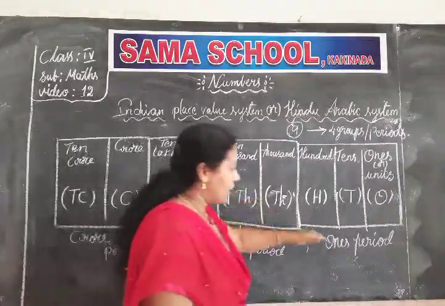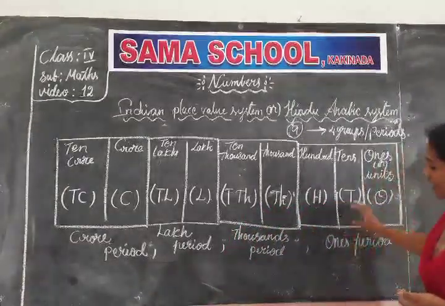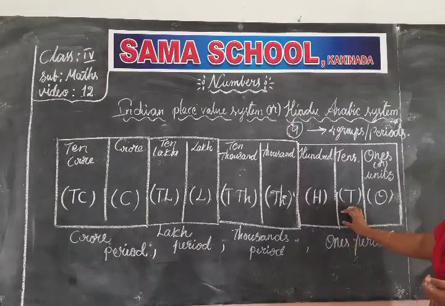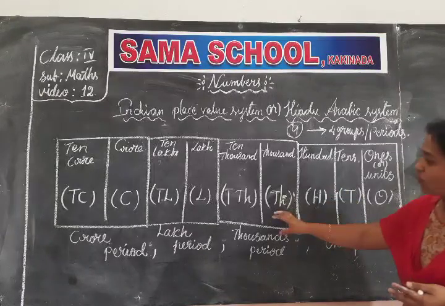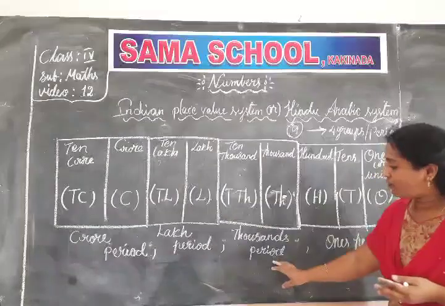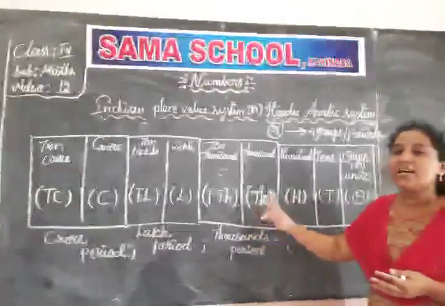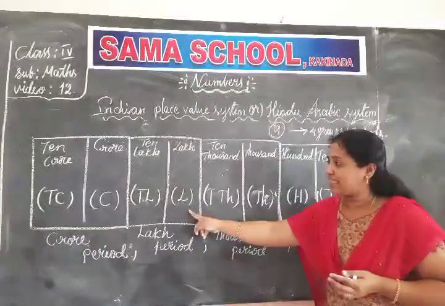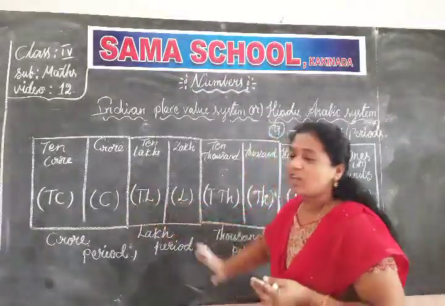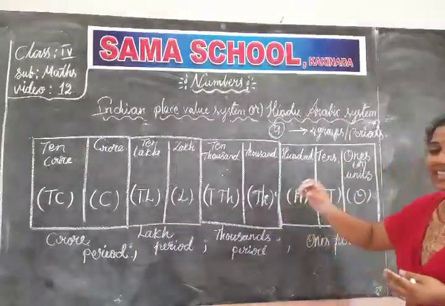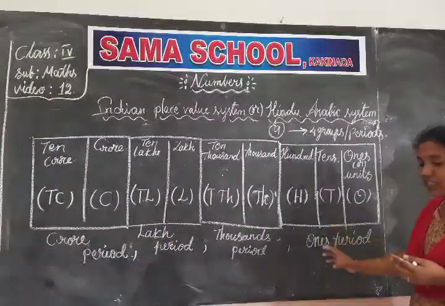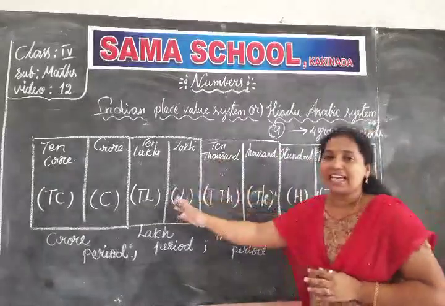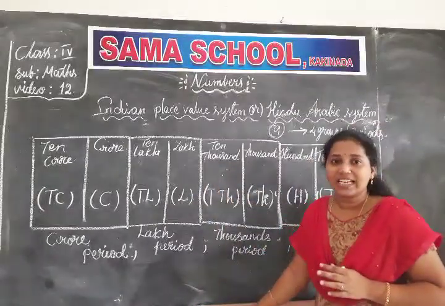In the ones period, how many places are here? Ones, tens, hundreds. The ones period has 3 places. Thousands, ten thousands. The thousands period has 2 places. The lakhs period also has 2 places. The crores period also has 2 places. One thing you have to observe here, in the ones period there are only 3 places, and all the remaining periods have 2 places. Now you understand, children?